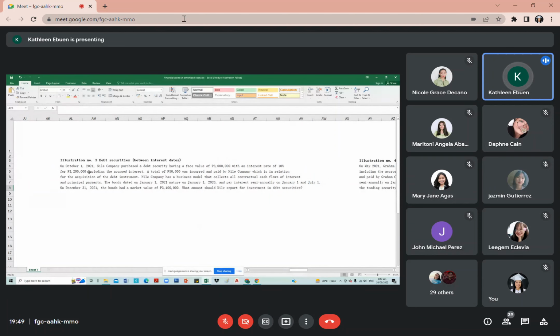So on October 1, 2021, Nile Company purchased a debt security having a face value of 3 million with an interest rate of 10% for 3,200,000, including the accrued interest. Okay, take note, class ha, kasama daw dito yung accrued interest. So a total of 50,000 was incurred and paid by Nile Company in relation to the acquisition of the debt instrument. So Nile Company has a business model that collects all contractual cash flows of interest and principal payments. Ibig sabihin, class, ititreat natin ito as financial asset at amortized cost.